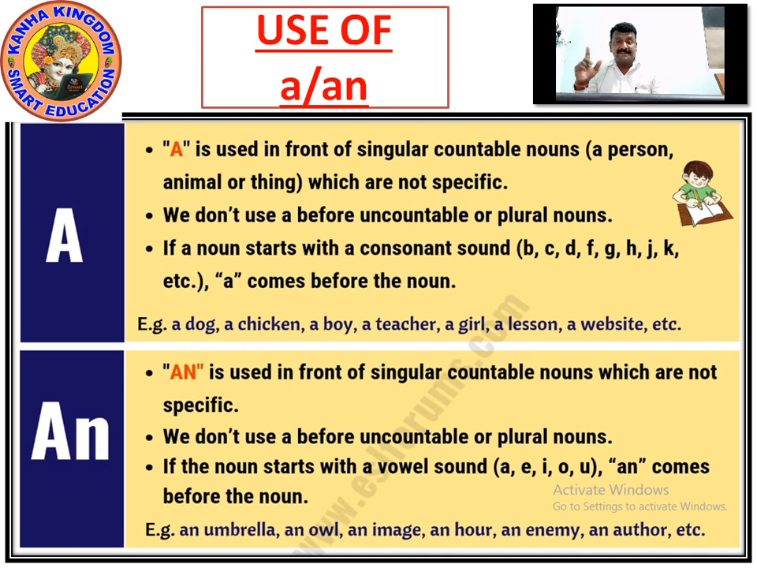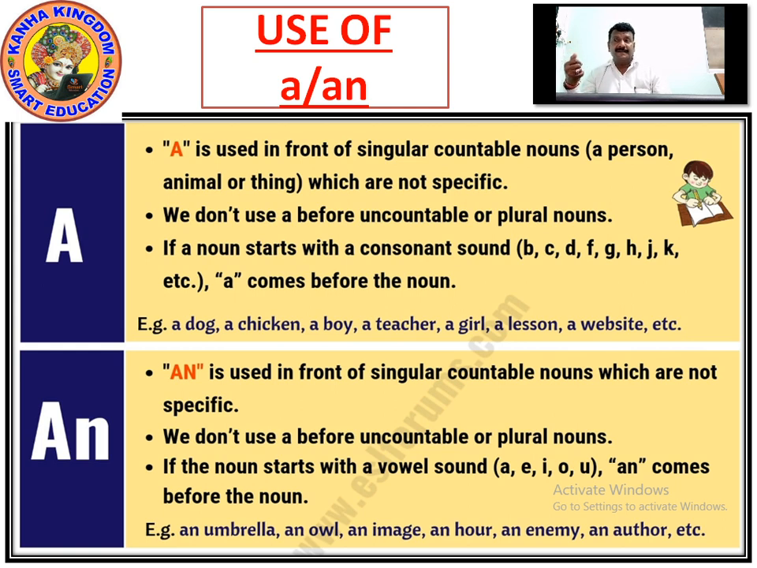Now let's see An. An is used in front of singular countable nouns which are not specific, like an umbrella, an owl, an image, an hour, an enemy. So we don't use A before uncountable or plural nouns. If the noun starts with a vowel sound, A, E, I, O, U, An comes before the noun.